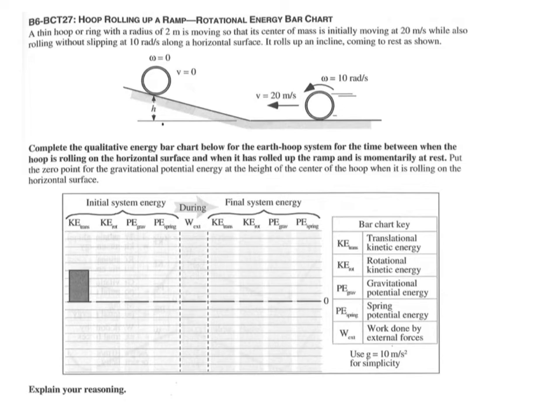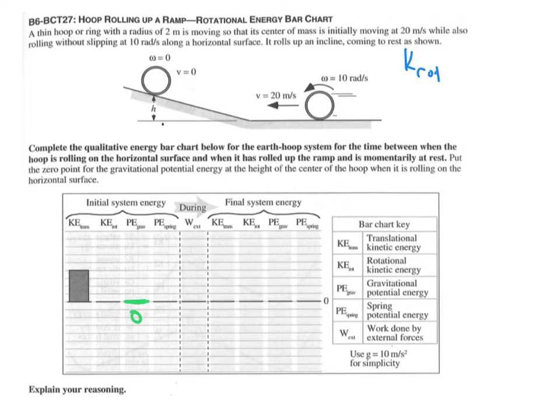Put the 0 point for gravitational energy at the height of the center of the hoop when it is rolling on the surface. So that immediately tells us that the gravitational energy at the start is 0, because they just told us that, essentially. And there's no spring energy, so that whole column's kind of weird, and we leave it blank. So the thing that comes out next is, what about the K rotational energy?